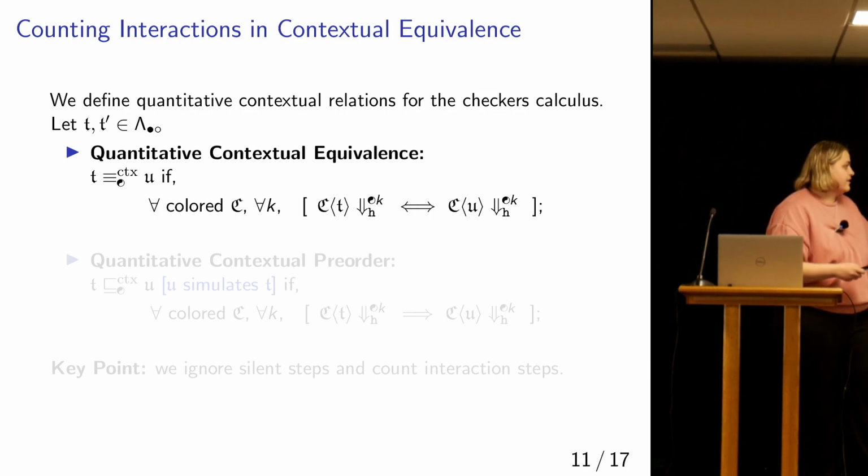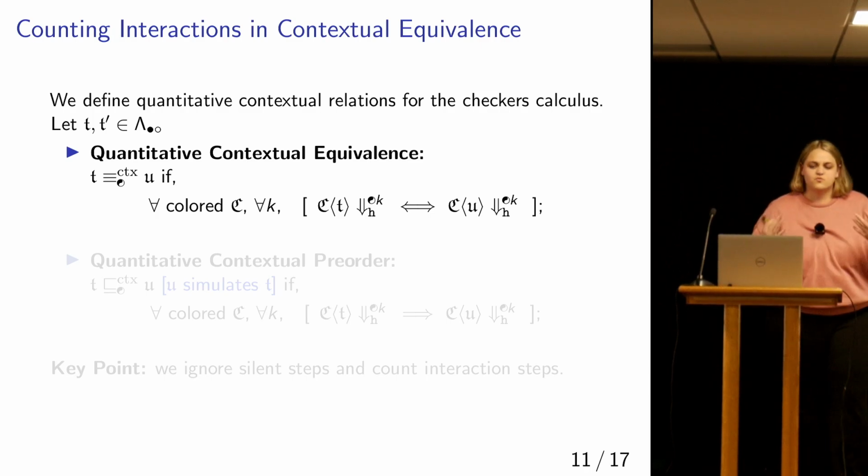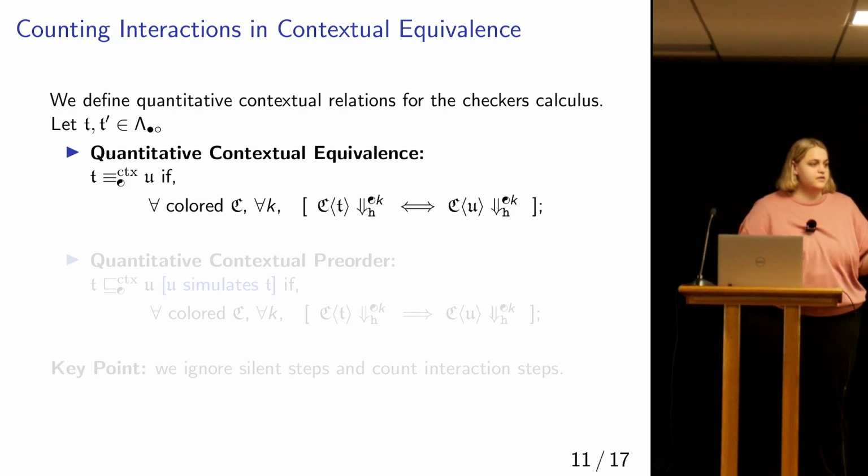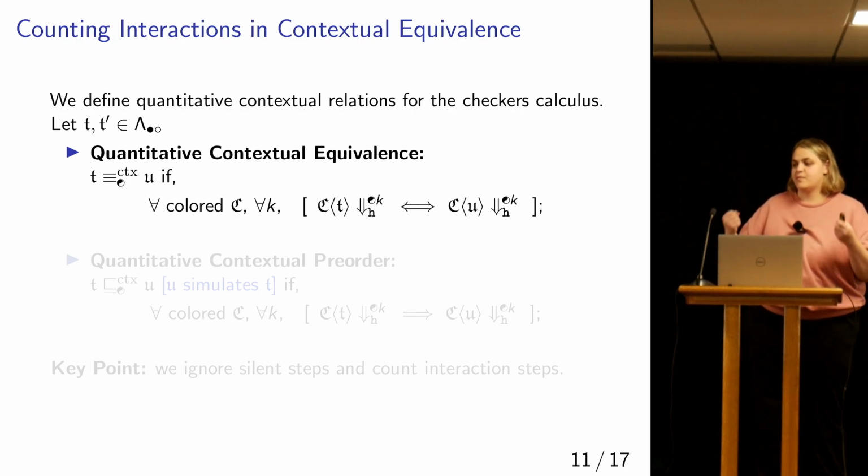So we have T and U. So this is in the checkers world. This is still colored terms or tag terms. T and U are quantitatively, contextually equivalent if in all colored contexts, they have the same behavior in that the head terminates with the same amount of head interaction steps.